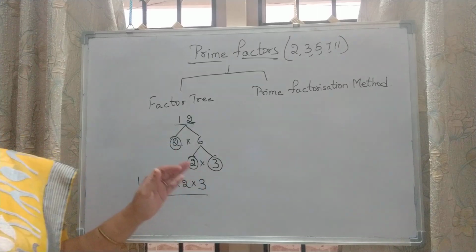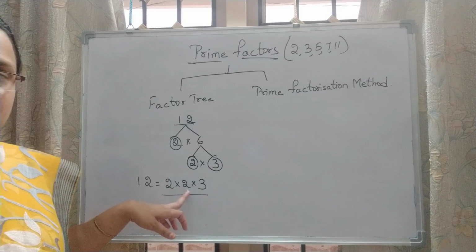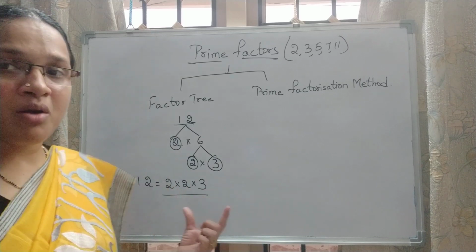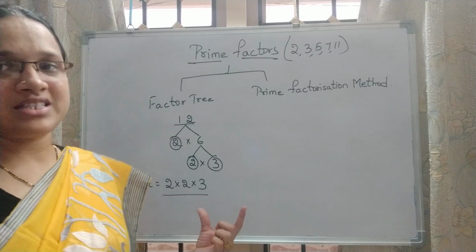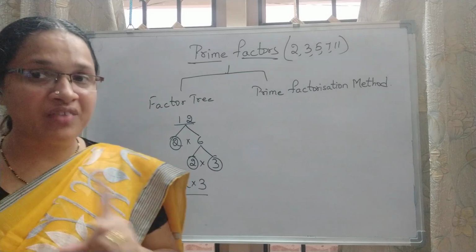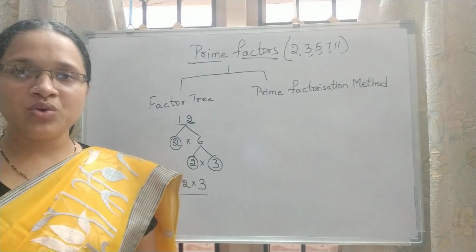Even when you find factors, 2 times 2 is 4 and 4 times 3 is 12. Yes or no? Are these all prime numbers or composite numbers? Yes, they are all prime numbers. So our theme is not finding factors. We should find prime factors for the given number. Okay? Did you understand that?